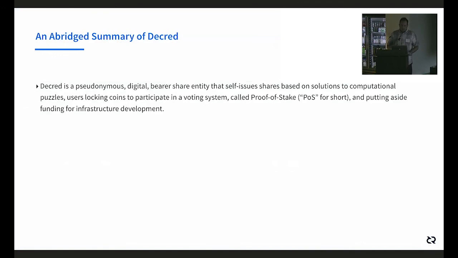So it's very similar in terms of the definition, but what you'll notice is that there's more than one way for the self-issuance of these shares to occur. Beyond the computational puzzles, users can lock coins to participate in a voting system, which I'll get into more details about later. And there's also some funds that get put aside every block for development, because building out the infrastructure becomes a tragedy of the commons if you do not do this, as anyone familiar with Bitcoin is aware.